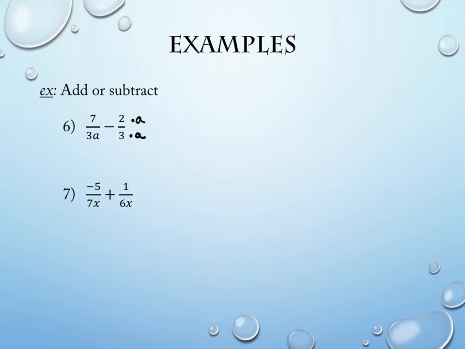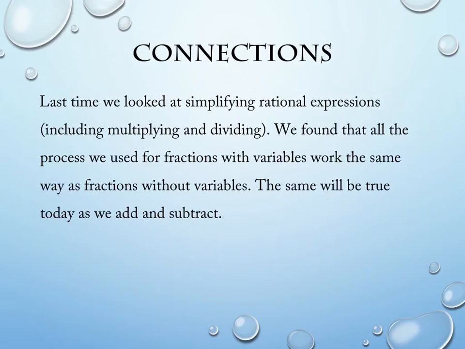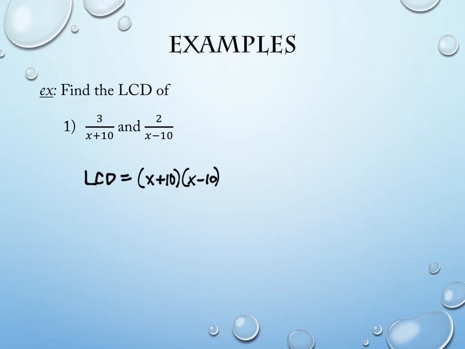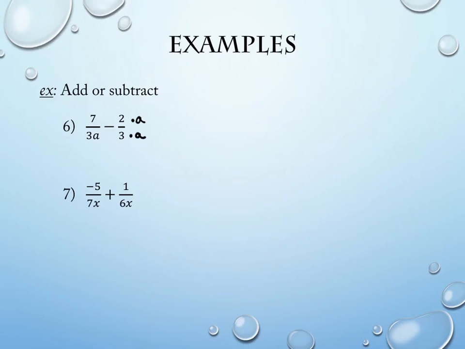And while we didn't actually do it over here, that problem number 1, if we had actually done this problem, that's what we would have done. We would have had to multiply this denominator by x plus 10 and its corresponding numerator, and this denominator by x minus 10 and its corresponding numerator. Okay, so anything that happens to the denominator happens to the numerator.